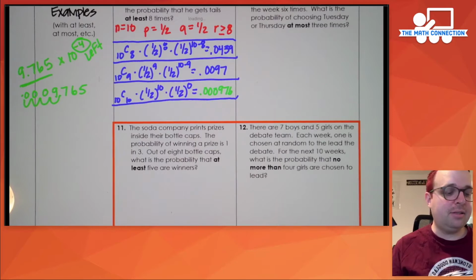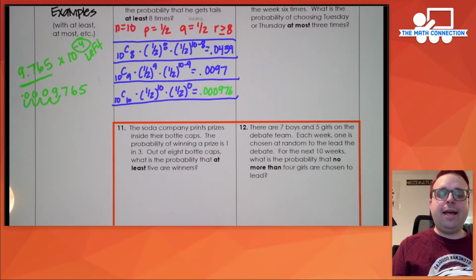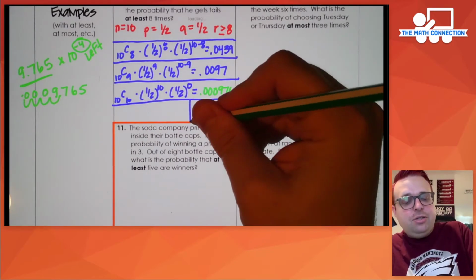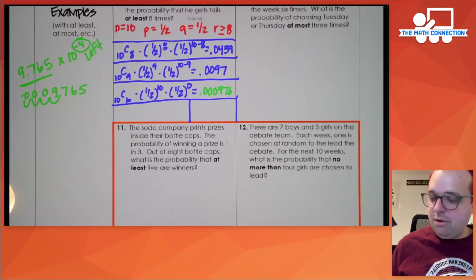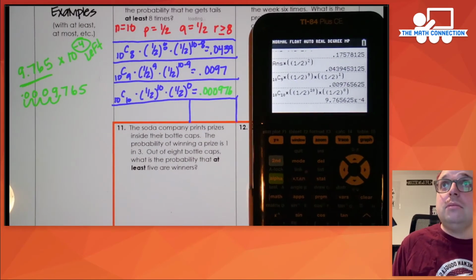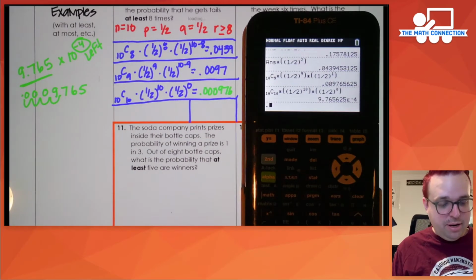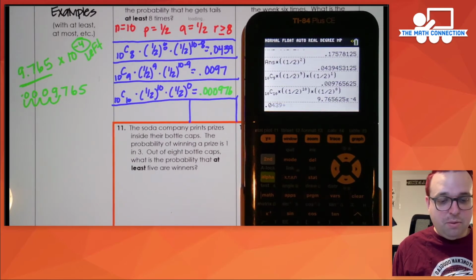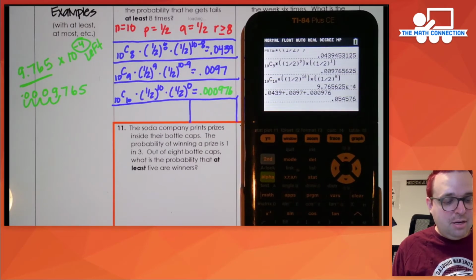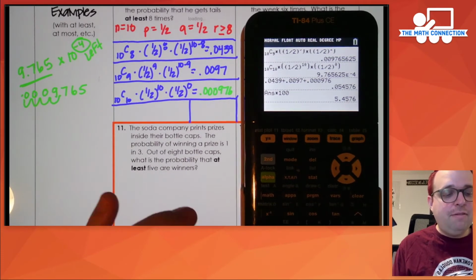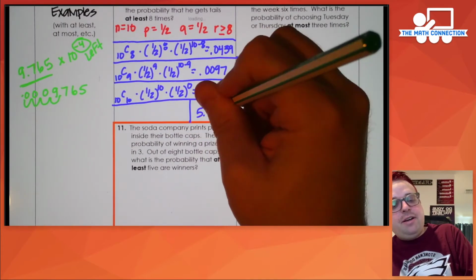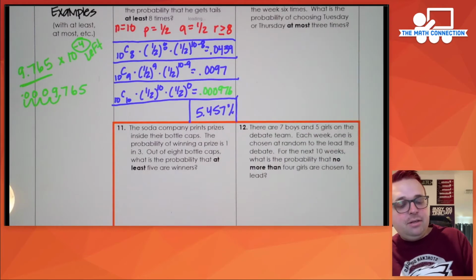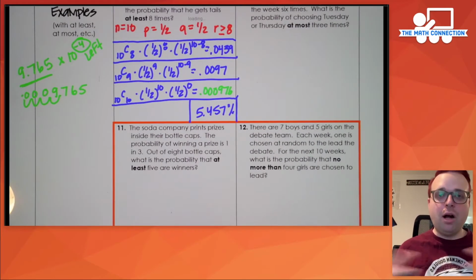This is crazy. So much work. Okay, the final answer is you just need to add all these together and multiply it by 100. So if I add them together, here is the calculator: 0.0439, 0.0097, 0.000976, times 100, 5.457. 5.457%.